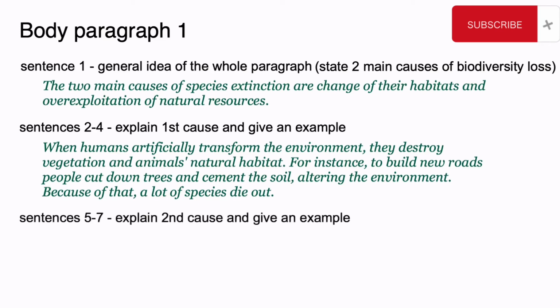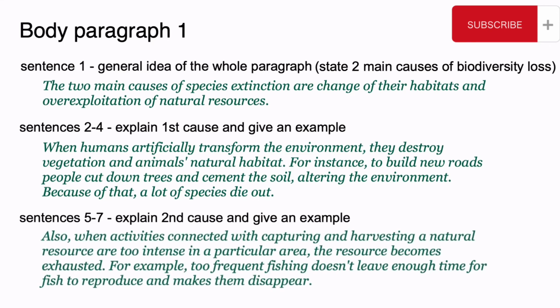Next, in a similar way, we explain the second cause and give an example. Also, when activities connected with capturing and harvesting a natural resource are too intense in a particular area, the resource becomes exhausted. For example, too frequent fishing doesn't leave enough time for fish to reproduce and makes them disappear. Again, I use the phrase "for example" to show that I'm giving an example. Always use linking words in your essay.